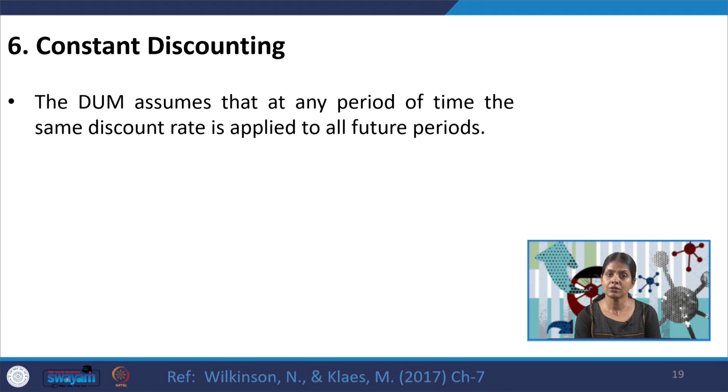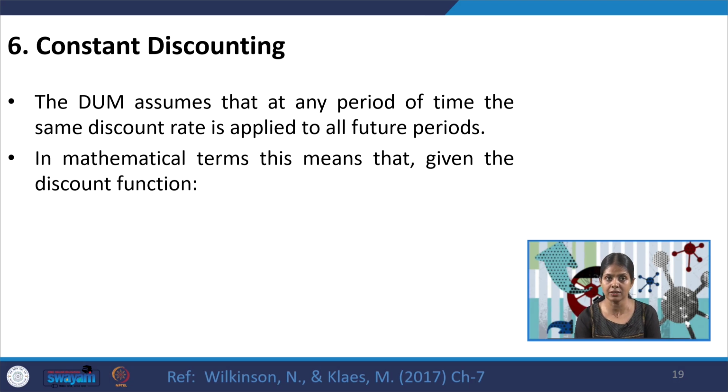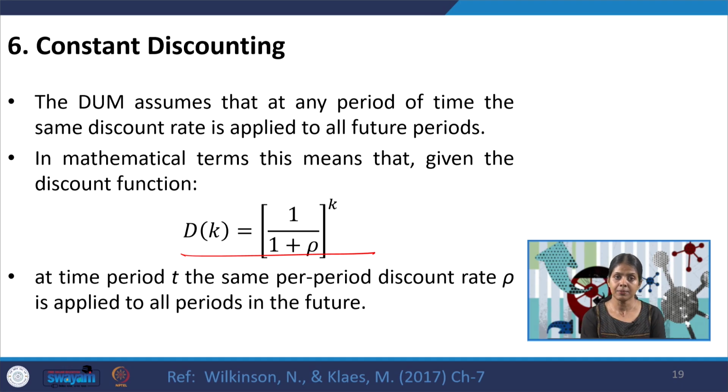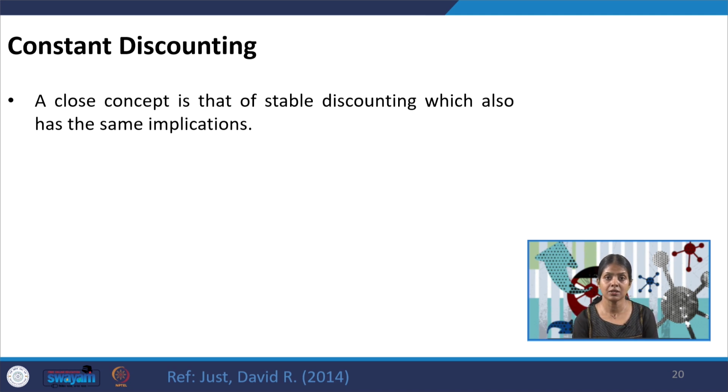Next, we talk about constant discounting. The DUM assumes that at any period of time the same discount rate is applied to all future periods. In mathematical terms, this means that given the discount function, which we already introduced in the previous modules, at time period t, the same per period discount rate rho is applied to all the periods in the future. So, your discount rate remains constant. Now, a close concept is that of stable discounting, which also has the same implication.